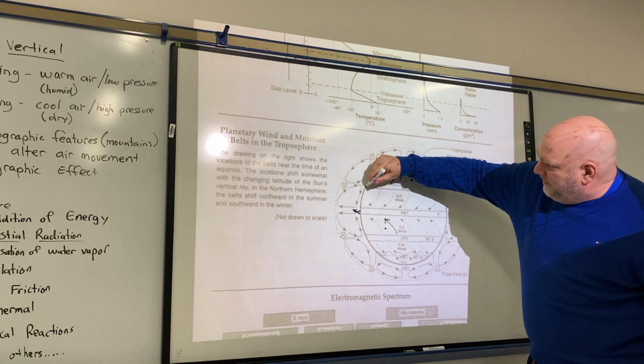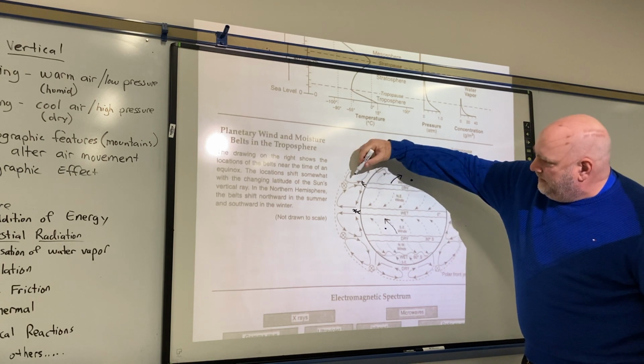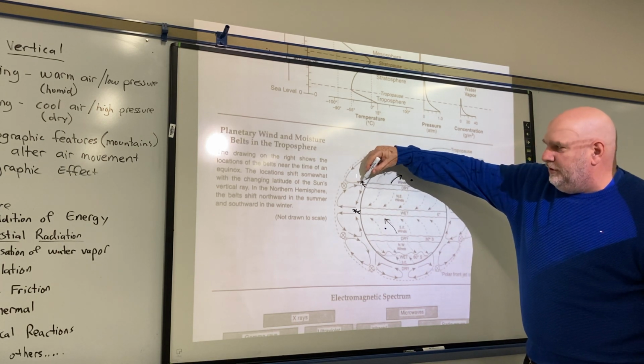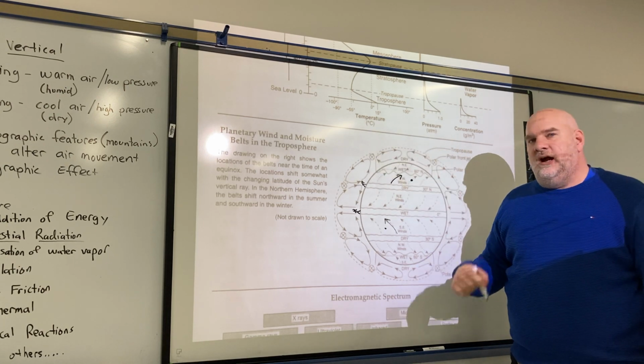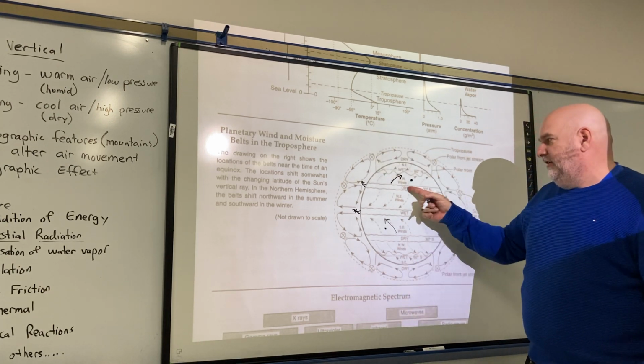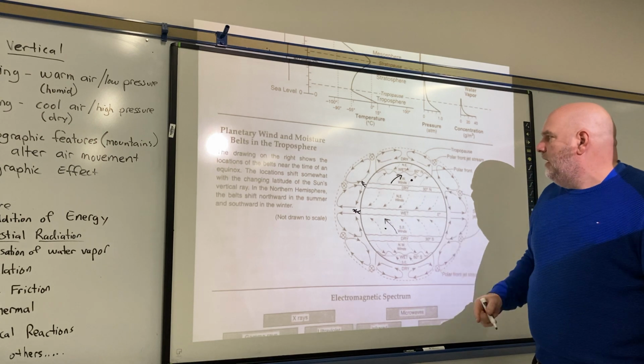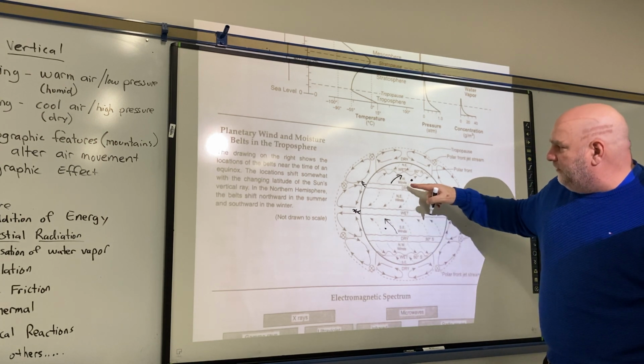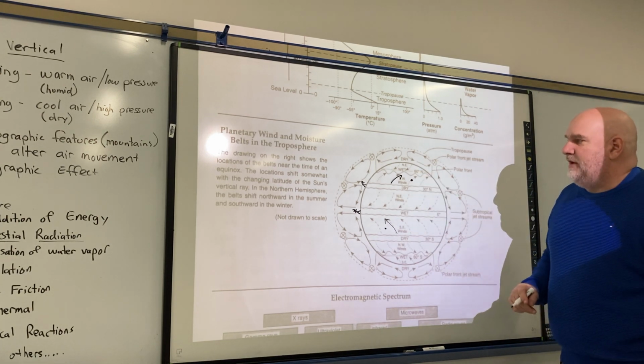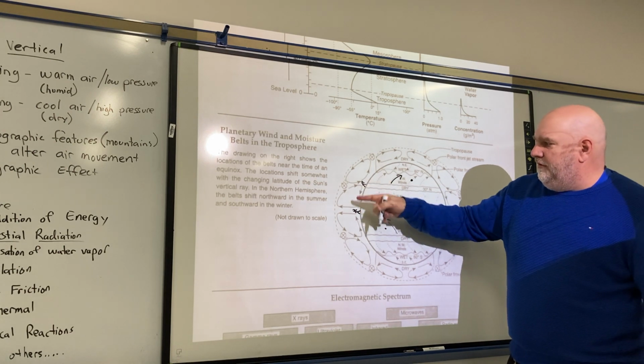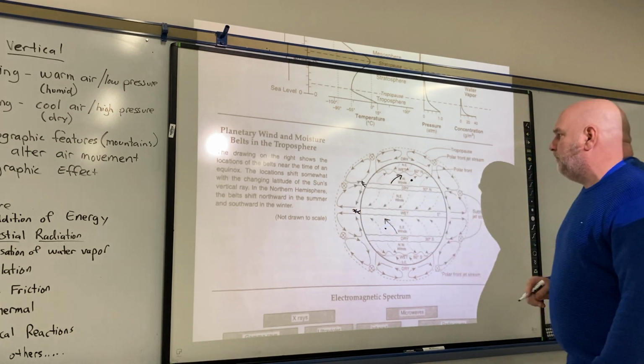If I'm at 30 degrees north, the air is normally sinking at 30 degrees north. Sinking air, high pressure, sunny conditions, so it's usually dry there. So it shows you what latitudes are typically wet and what latitudes are typically dry. And again, that's a result of whether the air is rising or sinking there.